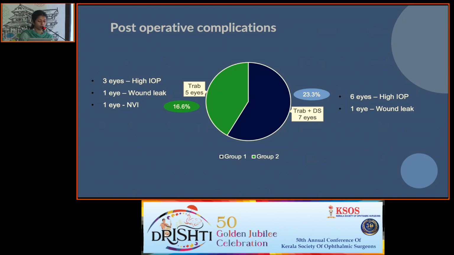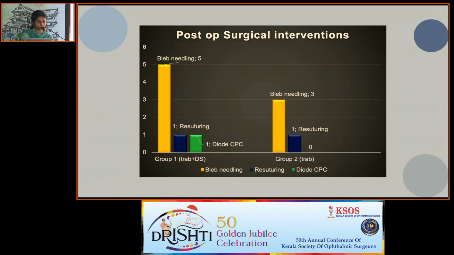Regarding the post-operative complications, 7 eyes out of a total of 30 eyes in group 1 had post-operative complications. That is 23.3% in group 1. Among those, 6 eyes developed high IOP and 1 eye developed wound leak. In group 2, 5 eyes among the total 30 eyes developed post-operative complications, which include 3 eyes having high IOP, 1 eye having wound leak, and 1 eye developing NVI.